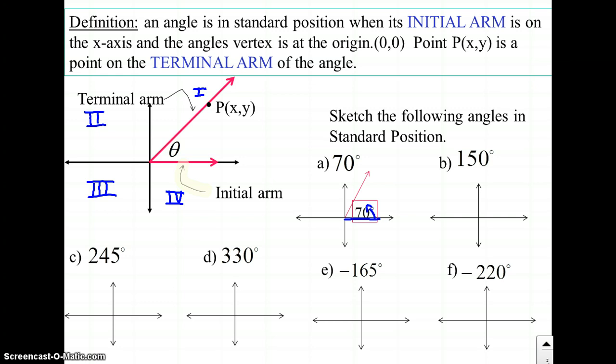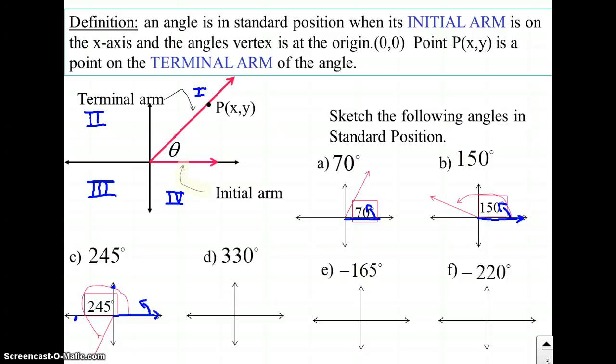150 degree angle, again starting at the positive x-axis and going in a counterclockwise direction, 150 degrees. The terminal arm should end up in quadrant 2. 150 degrees, quadrant 2, angle in standard position. 245 degree angle, again we start on our positive x-axis. We go in a counterclockwise direction for 245 degrees. So there's 90, there's 180. The next quadrant starts at 270, so 245 won't go all that far. It'll end up with a terminal arm in quadrant 3. There's our 245 degree angle.